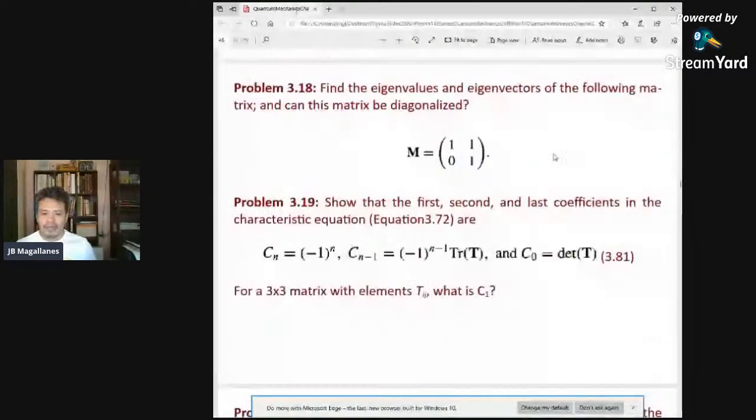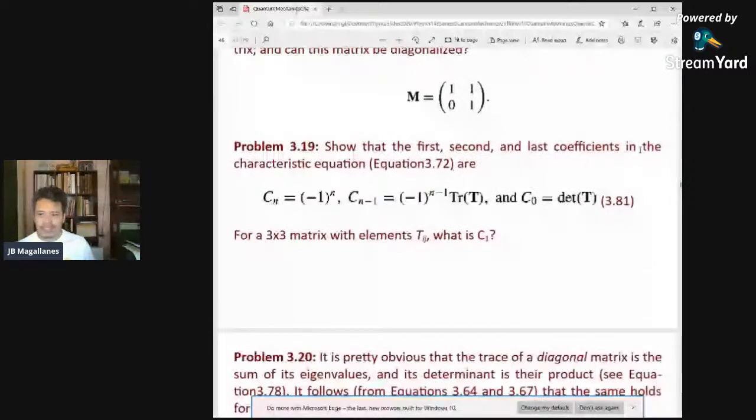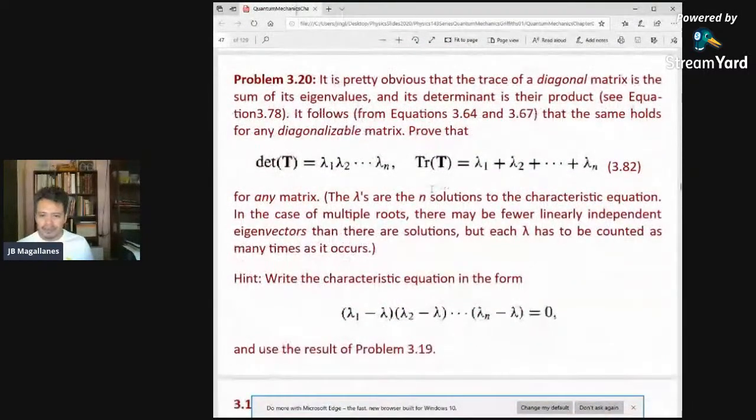Here, find the eigenvalues and eigenvectors of the following matrix, and you can also check if this matrix can be diagonalized. The next problem is show that the first, second, and last coefficients of the characteristic equation are given by this. This is kind of challenging, but you can solve this. There's problem 20. You can screenshot this and maybe think, not solve, but realize how to solve this problem.